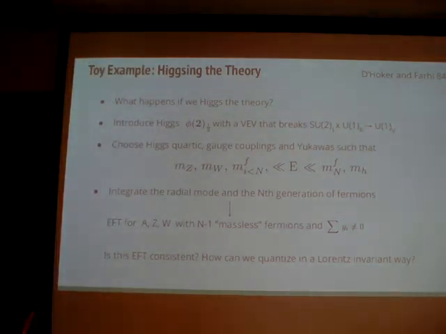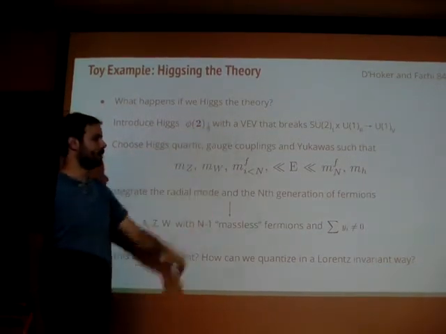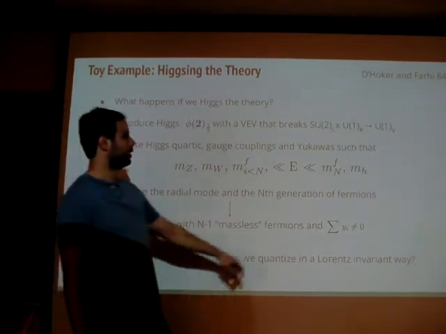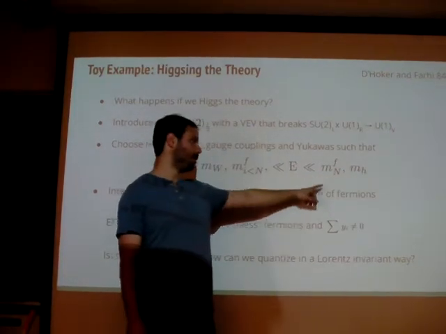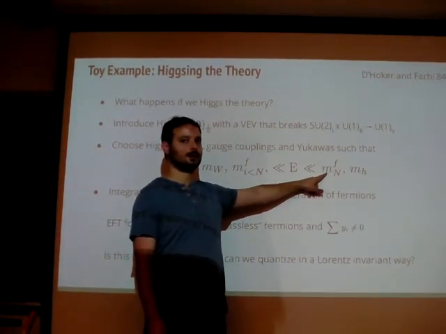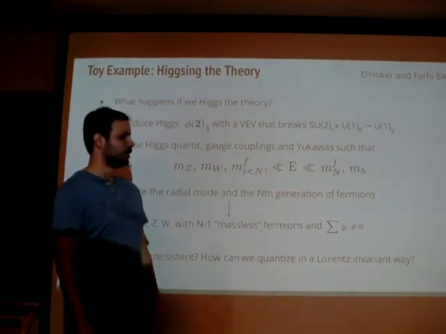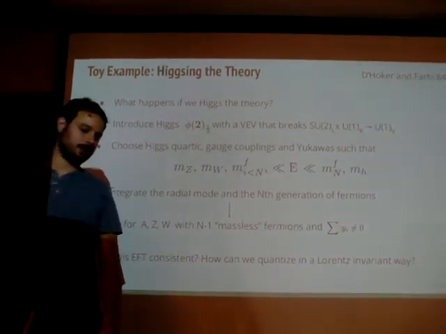Now here's a question. What happens if we Higgs the theory, and we actually integrate out one heavy generation of fermions? The low energy EFT would look inconsistent because now it lacks one generation of fermions that was needed in order to cancel the anomalies. We Higgs the theory by introducing this Higgs, which breaks SU(2) cross U(1) to U(1). We arrange for the Higgs potential to be such that the Higgs is extremely heavy, the Yukawa coupling with one of the generations to be large, so we can integrate it out. The other lighter generations and the massive gauge bosons are lighter, so they remain in our theory.